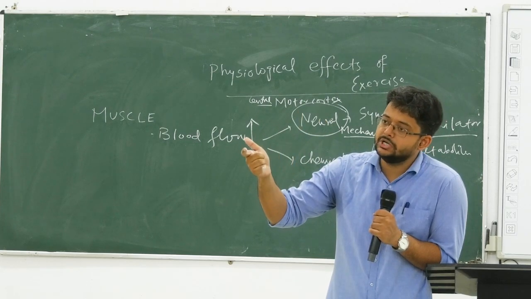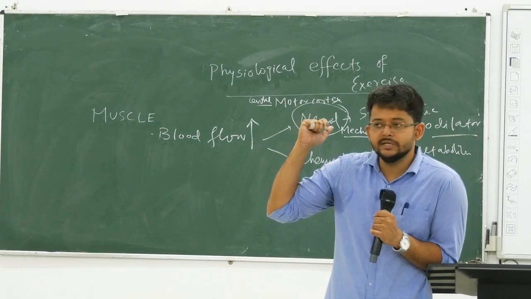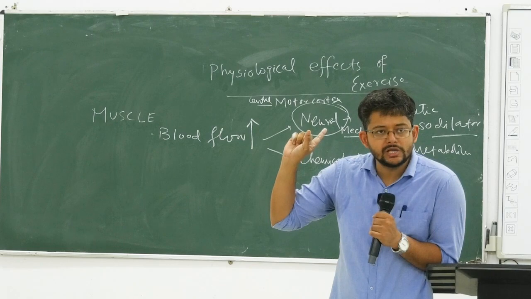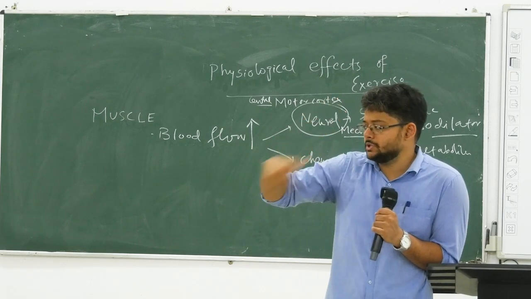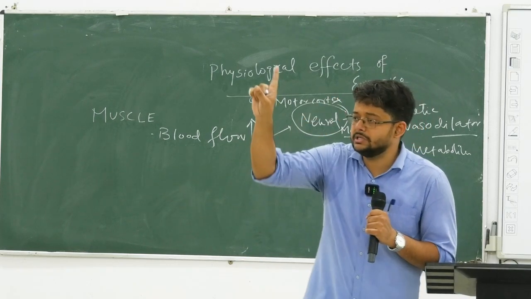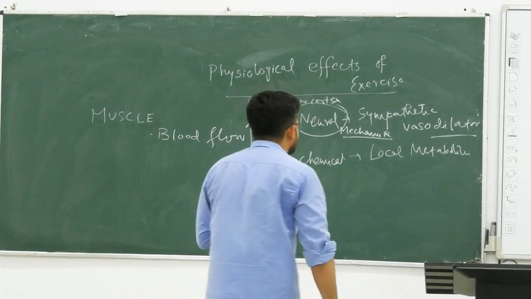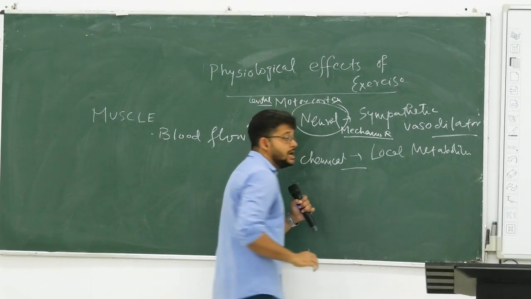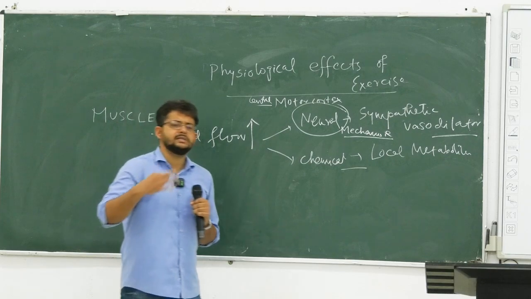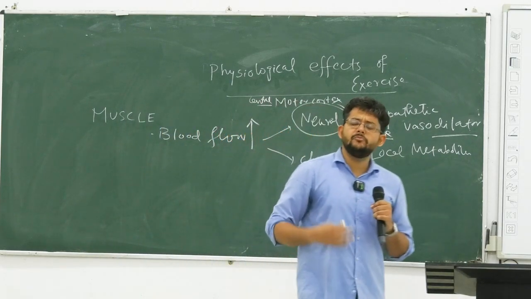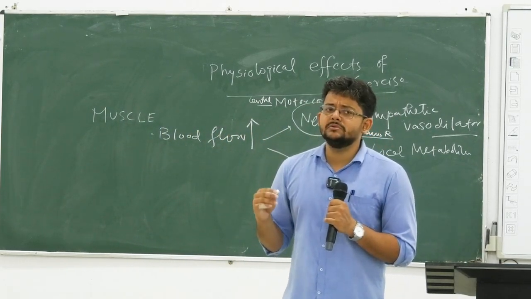মেকানোরিসেপ্টরগুলো যখন stimulate করছে, we are definitely getting sympathetic stimuli, vasodilation is happening. তাহলে local receptor উপর থেকেও একটা আসছে, mechanoreceptor এ হচ্ছে। This is neural mechanism. Coming to the chemical metabolites, whenever muscle is active, what are the changes? Muscle যখন actively কাজ করছে, কি কি change আসছে muscle এর মধ্যে?